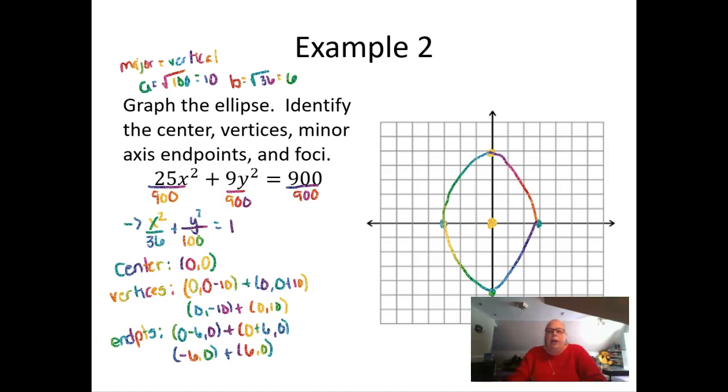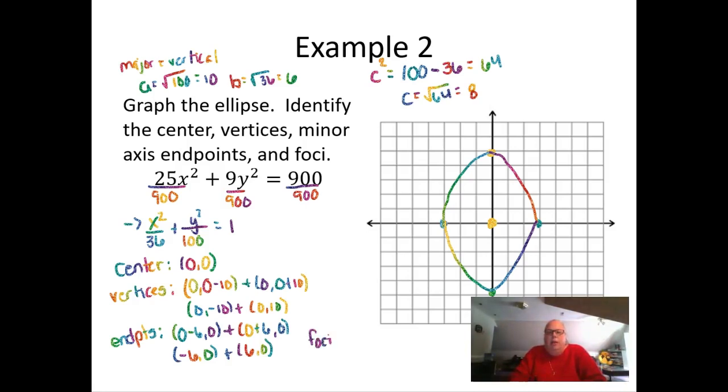Okay, to get the foci, remember c squared is equal to a squared, which we said was 100, minus b squared, which we said was equal to 36. In this case, that's going to give us 64. c is going to be the square root of 64, but that's a nice number. That's actually 8.